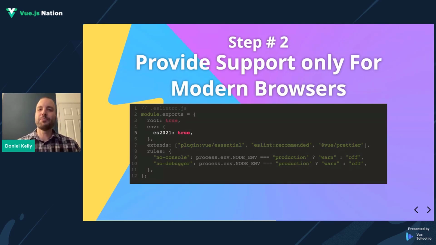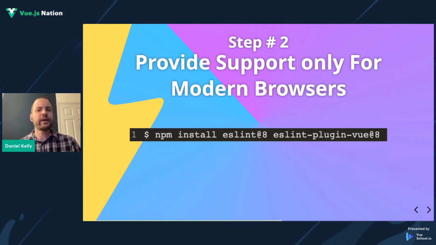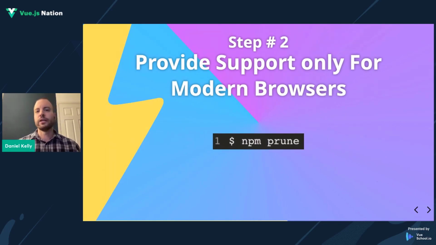Now, this is super important because I know I'm not the only one who gets confused by CommonJS, ES modules, and all the different environments and things you can run in, right? So let ESLint help you out with this. All right, and then enable to support that ES2021 environment. And you need to install the latest versions of ESLint, which is version 8, and eslint-plugin-vue version 8. And once again, run npm prune because we updated that package.json.